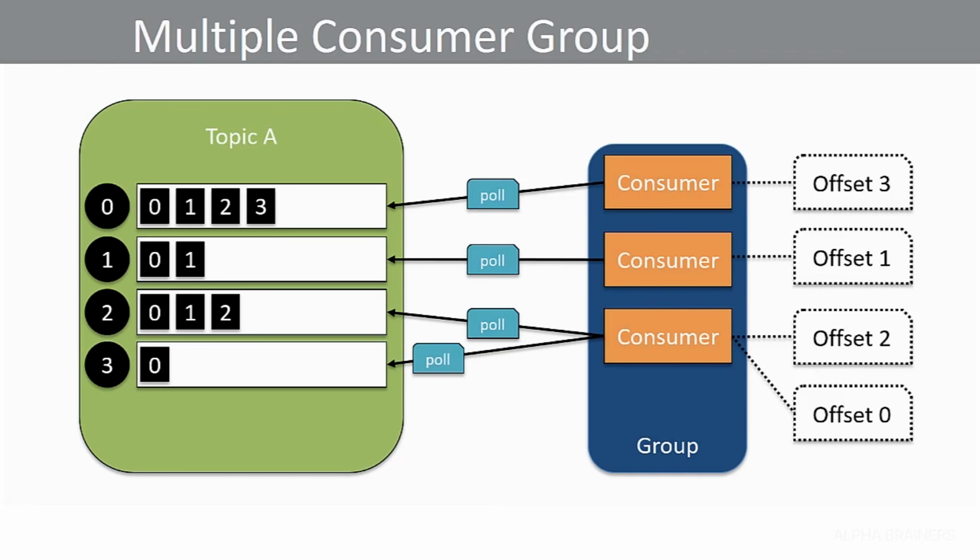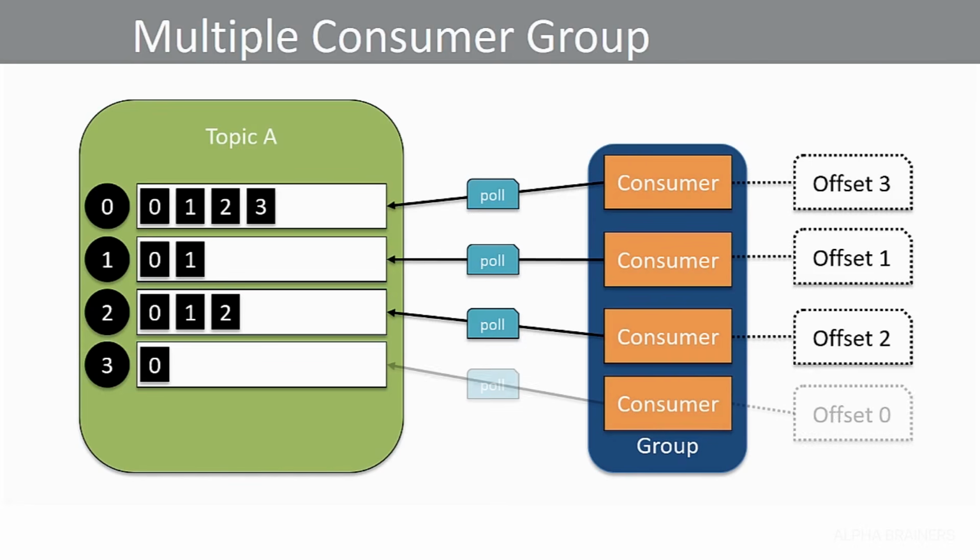In this case, it might make sense to add another consumer. So if we add another consumer, now it's going to pull and keep track of that new partition that we have. It'll keep track of all the messages from this point on.